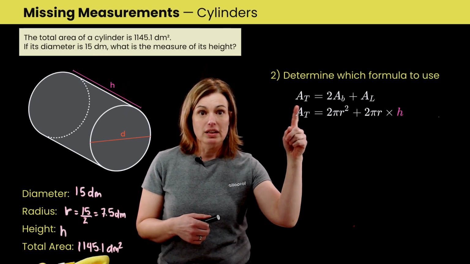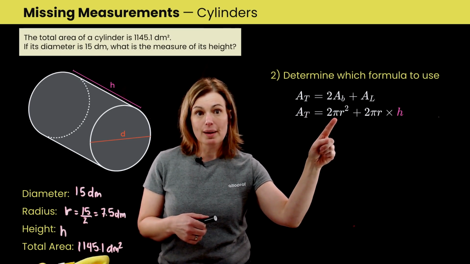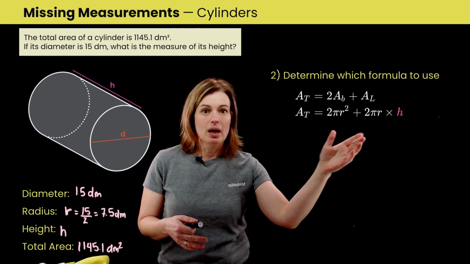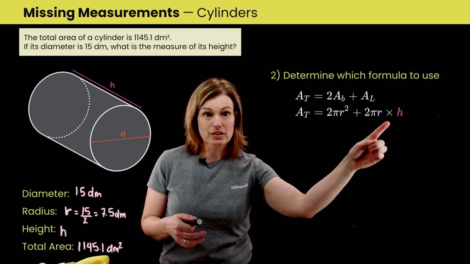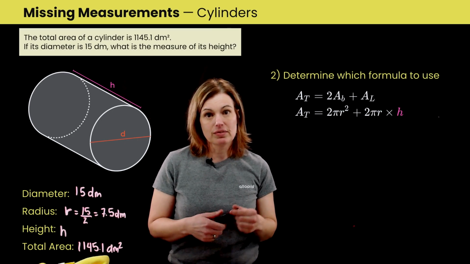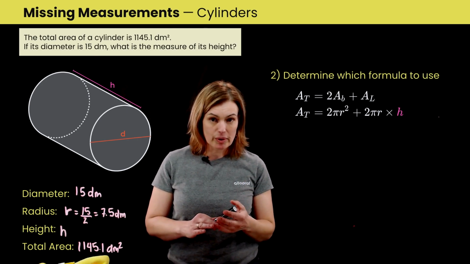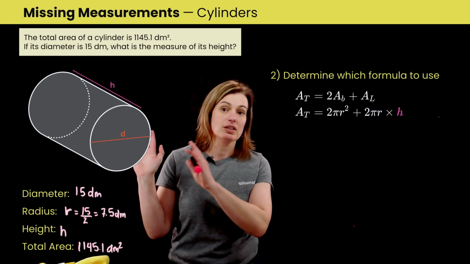You can actually see that the total area is equal to 2 times pi r squared, which remember is the area of a circle, plus the circumference of the circle times the height of the cylinder. So the second one is the one we're going to go forward with because that's the one that's more precise for the cylinder.